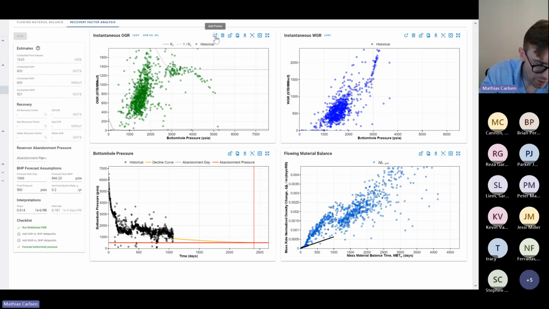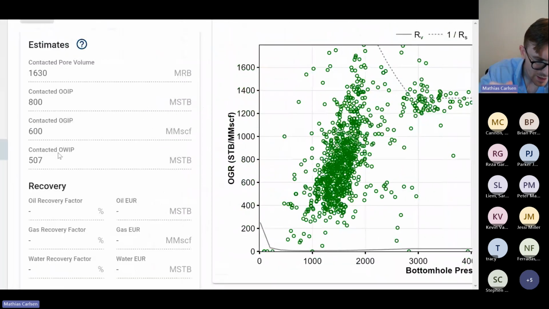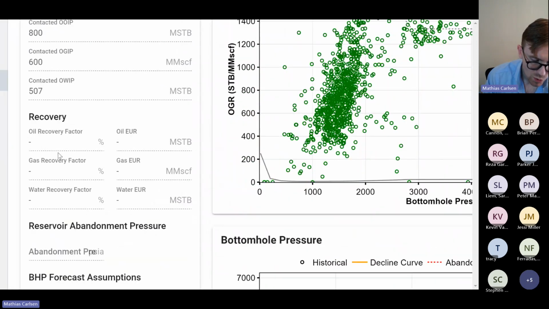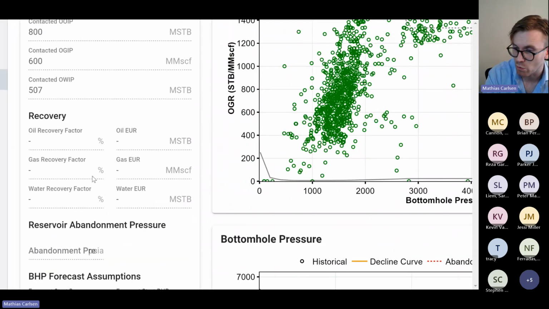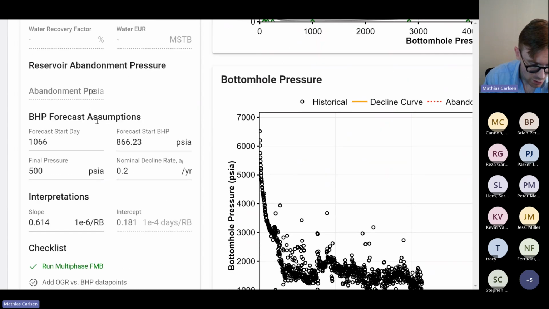And actually before that, I'm going to do the same thing just so everybody's on the same page. The estimates here to the right, that's all the contacted volumes that we resolved from step one. This is what we'd like to calculate. So after we click Run and do all the stuff here, that's what we're going to do. The reservoir abandonment pressure, that's going to be a QC that's printed out after we've done the run. So I'll get to that.